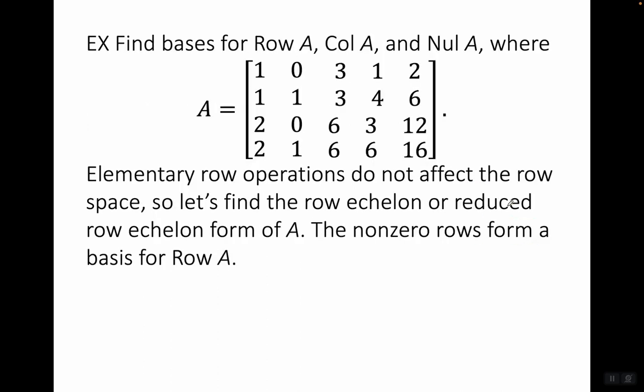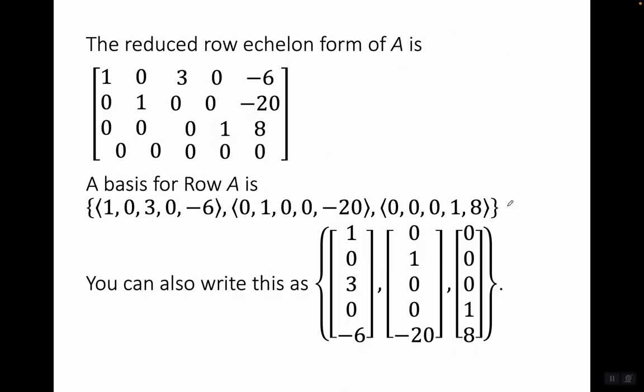Find bases for the row space of A, the column space of A, and the null space of A, where A equals this matrix. Here's how we do it. Elementary row operations do not affect the row space. So let's find the row echelon or reduced row echelon form of A. The non-zero rows form a basis for the row space of A.